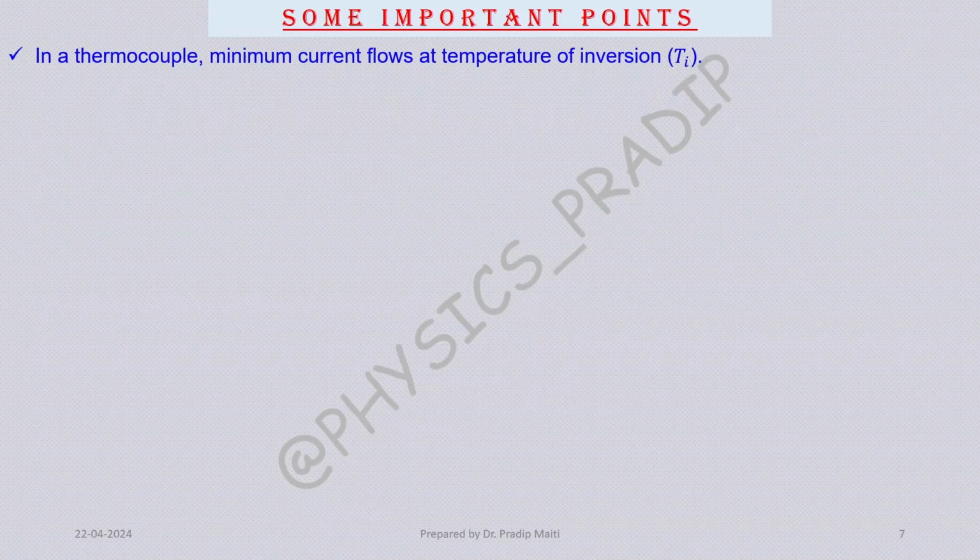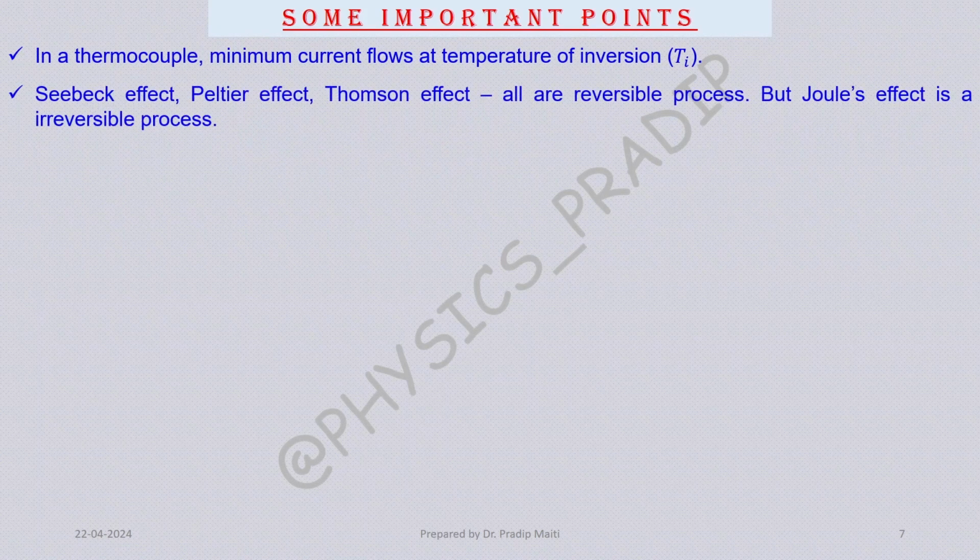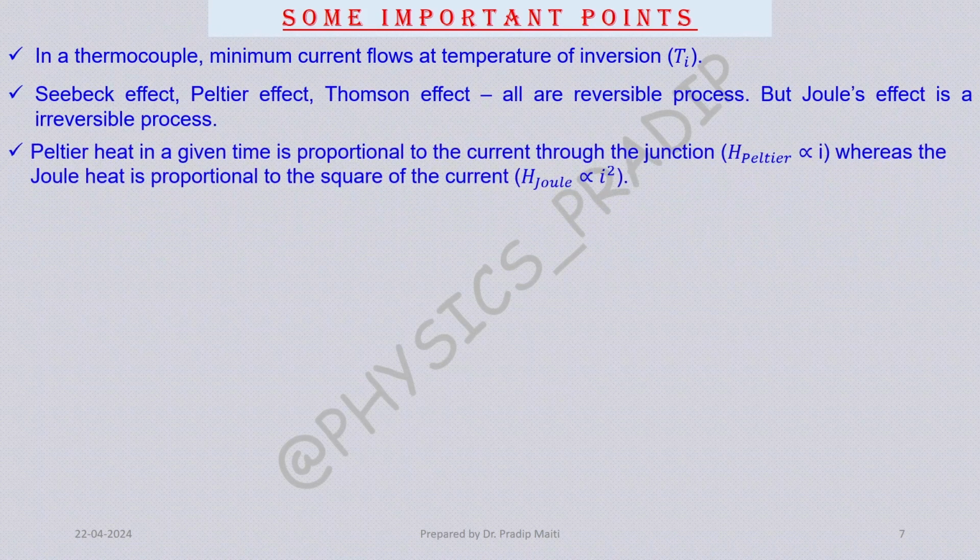Now some important points. In a thermocouple, minimum current flows at the temperature of inversion. Seebeck effect, Peltier effect and Thomson effect are all reversible processes. But Joule's effect is an irreversible process. Peltier heat in a given time is proportional to the current flowing in the circuit. That is, heat produced due to the Peltier effect is directly proportional to the current in the circuit, whereas heat produced due to the Joule effect is proportional to the square of the current. So remember these two terms.